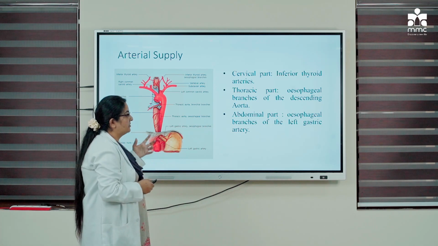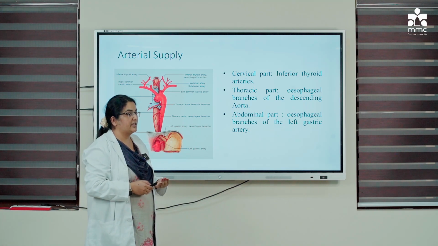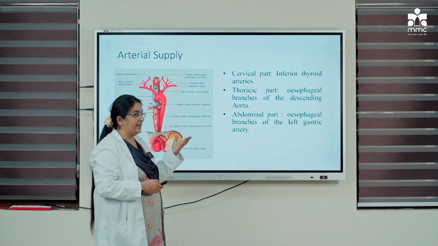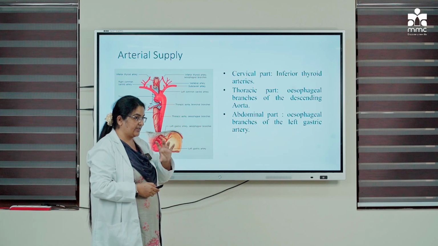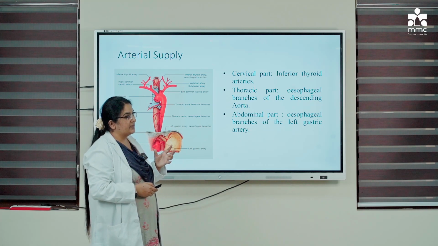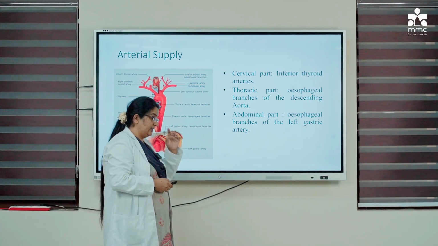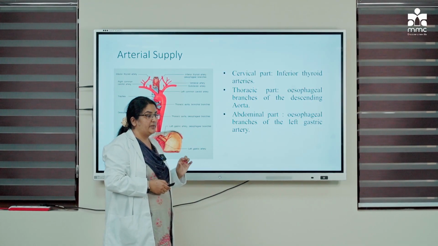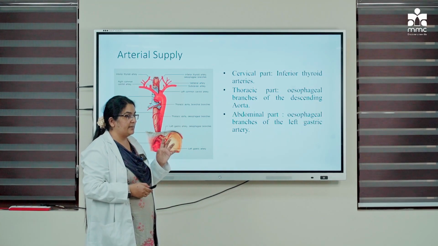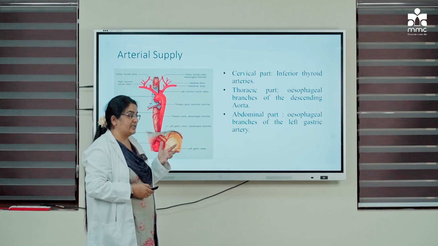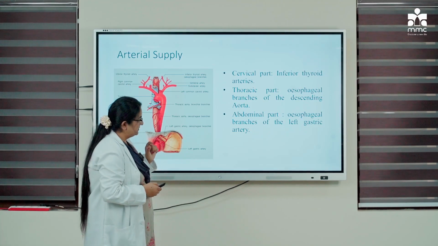Now, as we know, this esophagus is extending from the root of the neck and reaching up to the abdominal cavity. So we divide this esophagus into three parts. The cervical part is the part present in the neck. Second, we have the thoracic part, which is present in the thoracic cavity, and the next part is the abdominal part which pierces the diaphragm. Okay. So out of these three parts, the thoracic part is the largest one and the abdominal part is the shortest one.